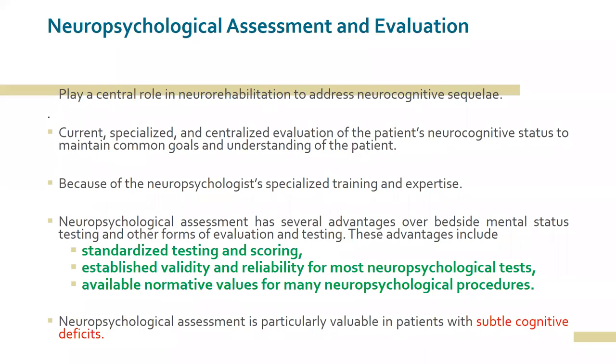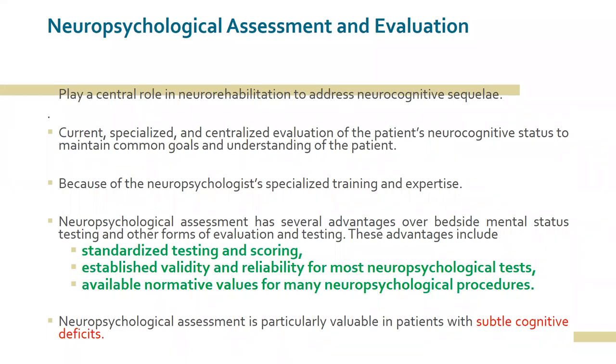So how will we do the assessment? The assessment plays a major role in neurorehabilitation. It is a centralized evaluation, and this neuropsychological assessment has several advantages over bedside mental status testing. Why? Because it has standardized testing and scoring, as they are well-validated scales with respect to our country. For example, the way we are using the AIIMS neuropsychological battery, Nimhans neuropsychological battery, and Stroop test, these are Indian adaptation scales. Validity and reliability are established for most neuropsychological tests with respect to our country and culture, and normative values are available for many neuropsychological procedures. So neuropsychological assessment is particularly valuable in patients with subtle cognitive deficits.